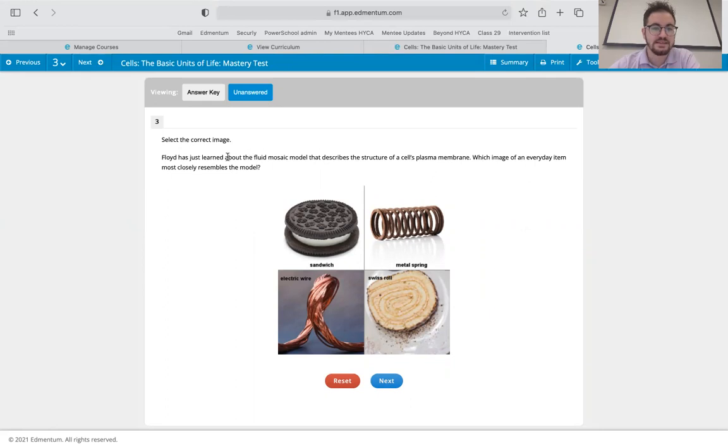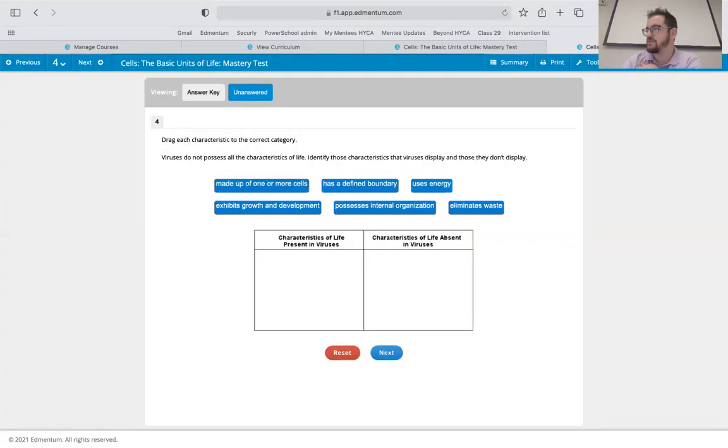Okay, this one's a little bit easier. It says, Floyd just learned about the fluid mosaic model that describes the structure of a cell's plasma membrane, okay? Which everyday item. So a plasma membrane, it's going to hold all the contents and have everything together. And again, the sandwich cookie, right? It's kind of holding all of the material inside of it, and it's protecting it. I can see how the Swiss roll would kind of look like it as well, though.